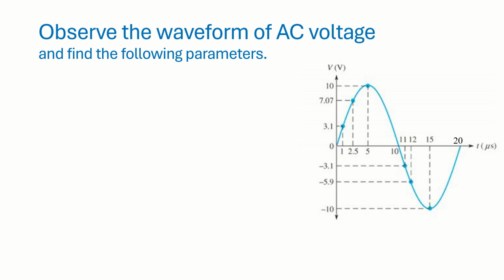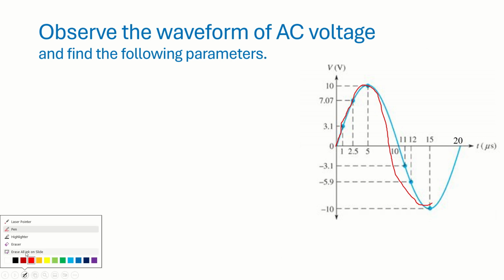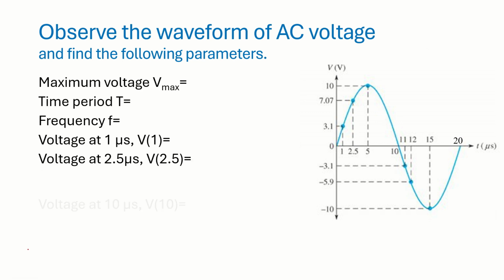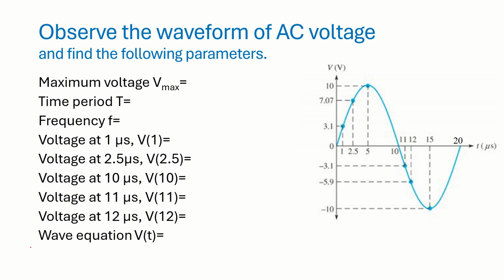Second question. This time the equation is not given, whereas the waveform is given. Okay. So, it is like this, it is going up and then down like this, one cycle is given to us. We have to find the following parameters. First one, the maximum voltage, it is very clear here, this is the maximum voltage, that is equal to 10 volts.